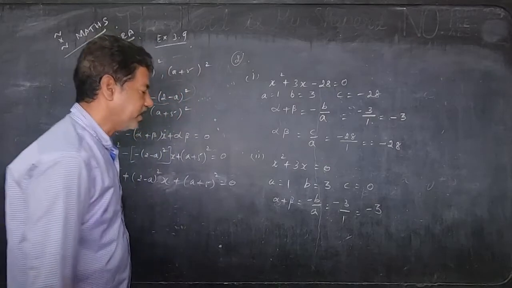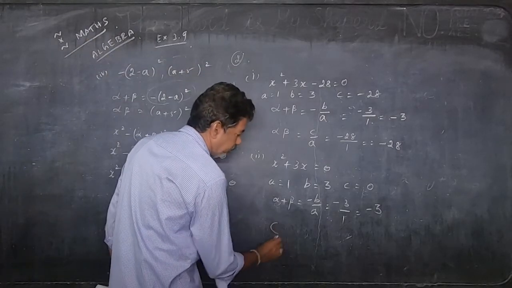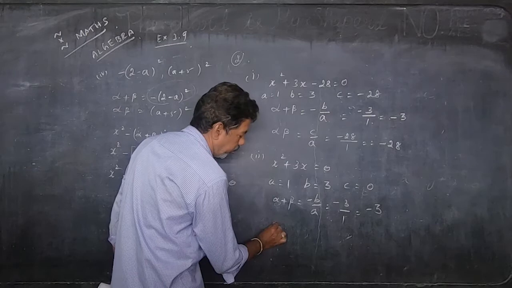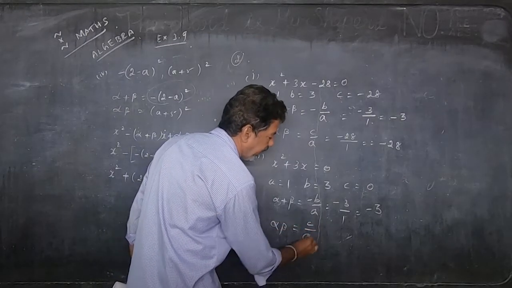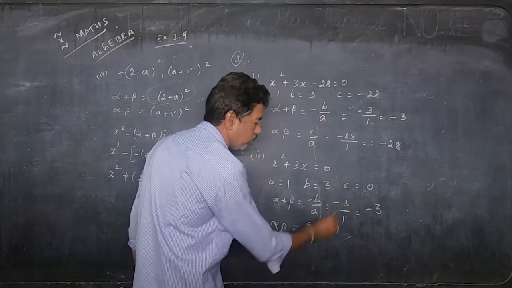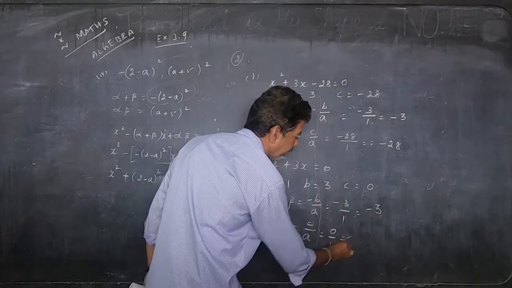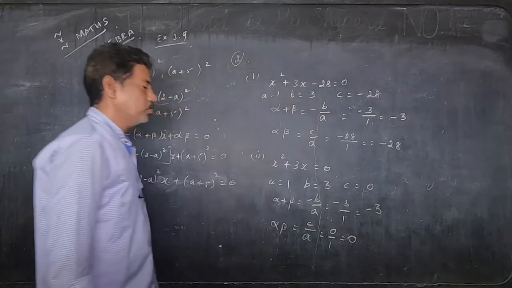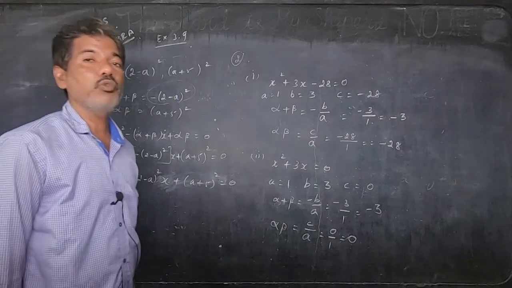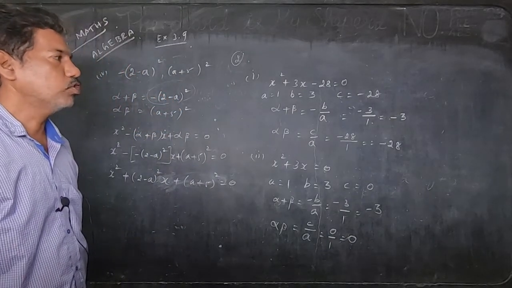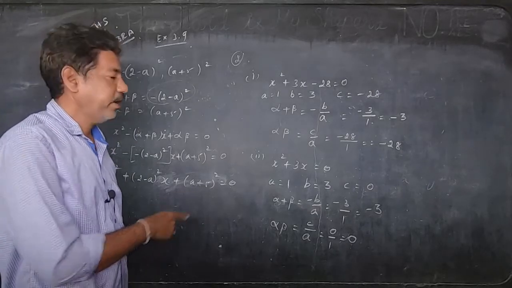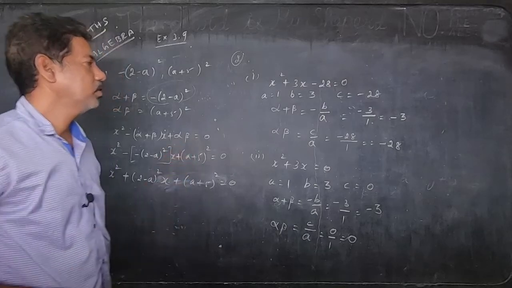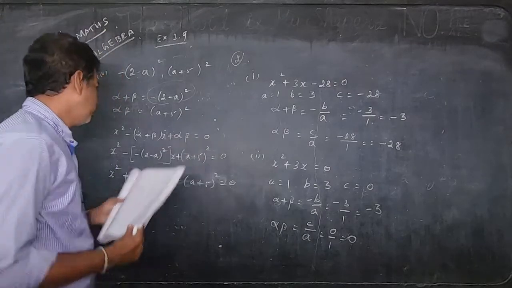Minus 3. The product of roots alpha and beta, c by a equal to c வந்து என்னது 0. So 0 by 1 equal to 0. So this is called sum of roots and product of roots for the second one. Can you able to identify that? Any doubt in this till now? So still you have one more sum. We will finish that.